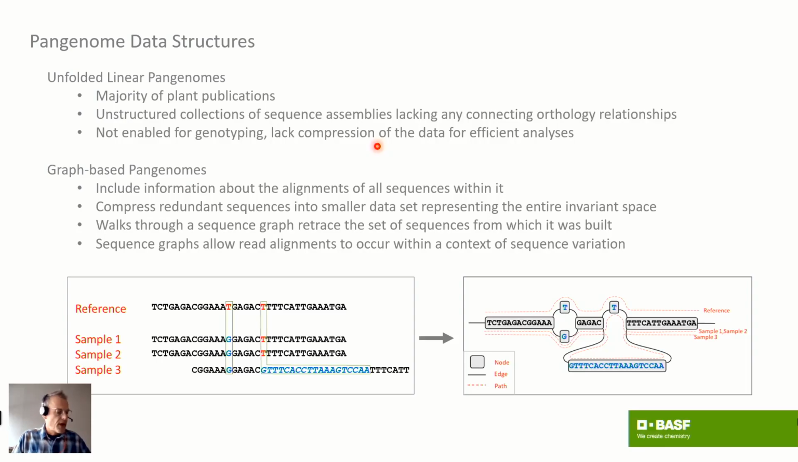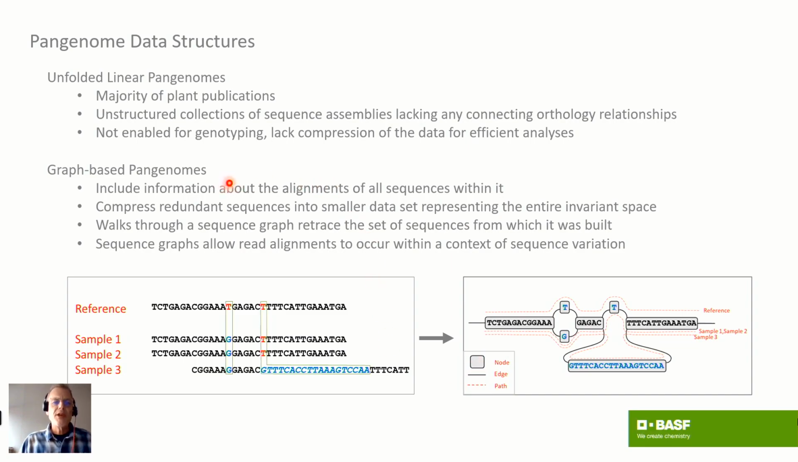Graph-based pangenomes, as introduced earlier, are really a simplification of an alignment, a multi-sequence alignment, whereby we can compress the information into a series of nodes containing sequences and edges, which are connections between those sequences. We can describe variant positions in the genome as a branch point in the graph, and we can also characterize individual genotypes as paths through that graph. So a series of nodes and edges describes the genotype of the individual.